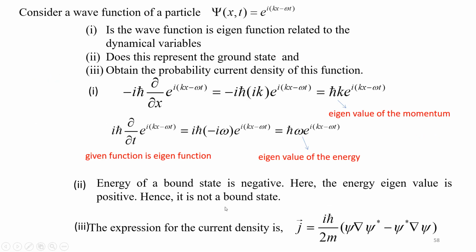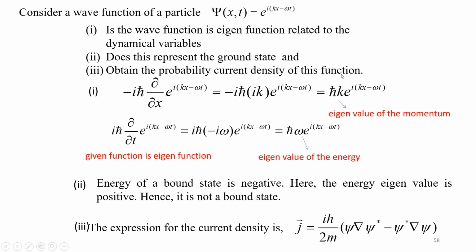Now let us try to solve one problem. Consider a wave function of a particle, ψ(x, t) equal to e^(i(kx − ωt)). The first part is: is the wave function an eigenfunction or not? We are going to find out. The second part is: does this represent the ground state or not? And the third part is: obtain the probability current density of this function.